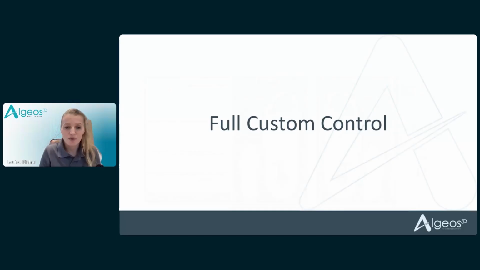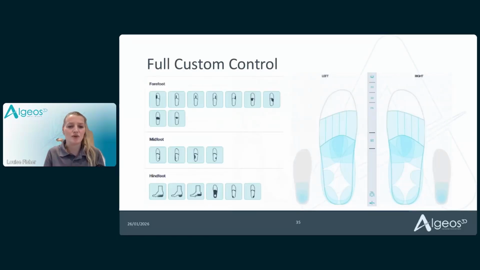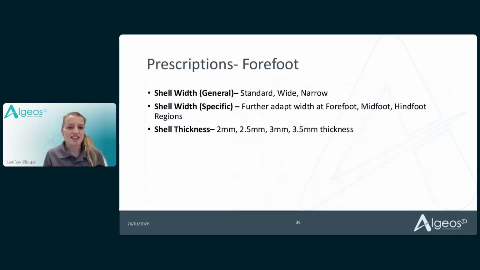With that said, though, you still have full custom control. So as I mentioned, you can go through any of these parameters and pick and choose as you wish. And you've got lots of options to specify. At the forefoot, you can further alter the width of the shell as standard, narrow or wide, or region specific in the forefoot, midfoot, hindfoot, or in terms of thickness, ranging from very flexible at 2 mil up to very rigid at 3.5 mil.